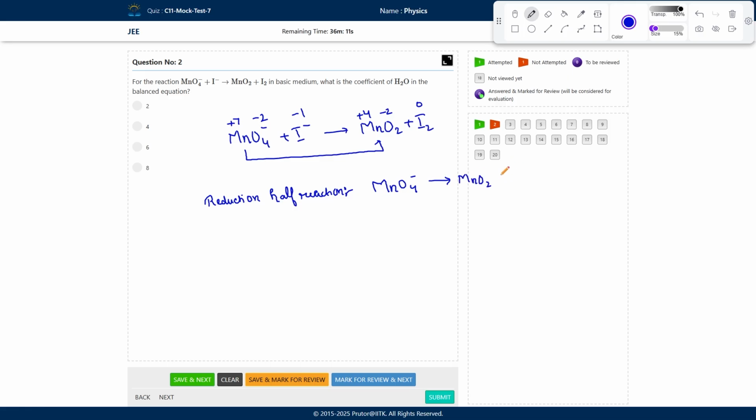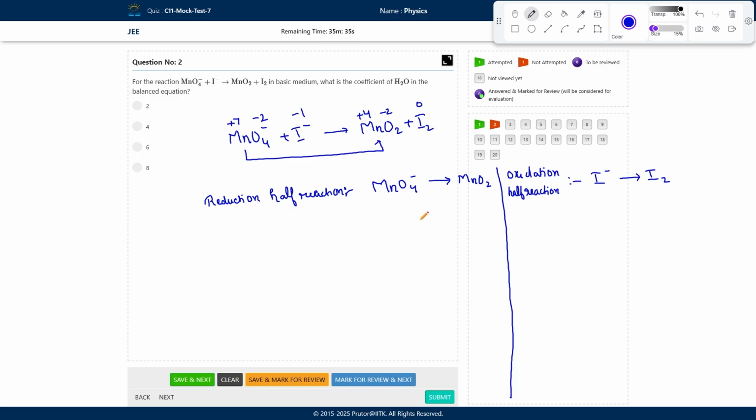Let me write the oxidation half reaction as well. So here it will be the oxidation half reaction. Obviously, I minus to I2 is a case of oxidation because the oxidation number is increasing from minus 1 to 0. So if I write the oxidation half reaction, it will be I minus going to I2. Now what is the first step after separating the half reactions?